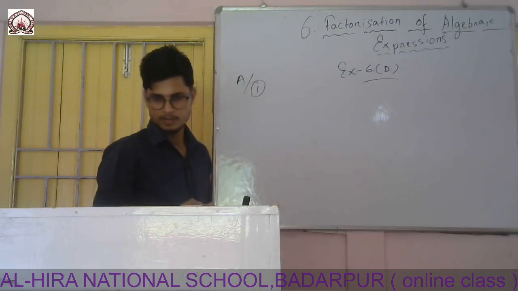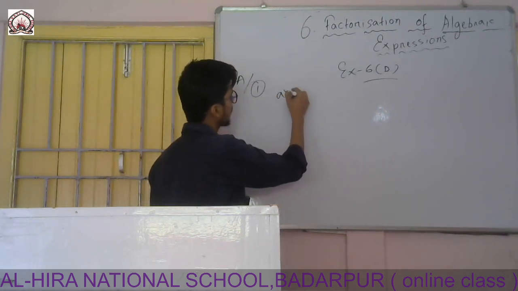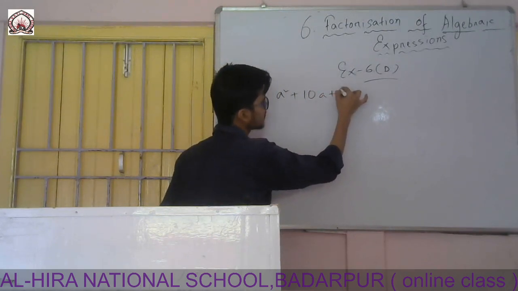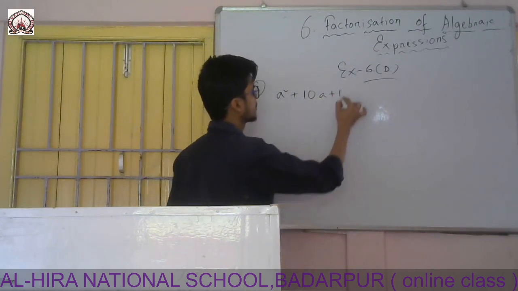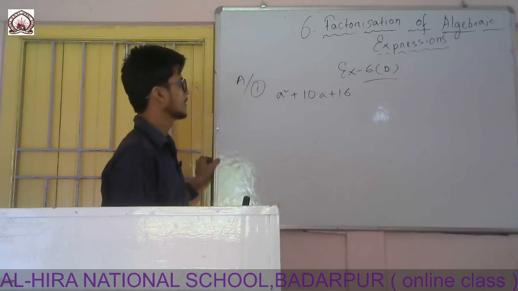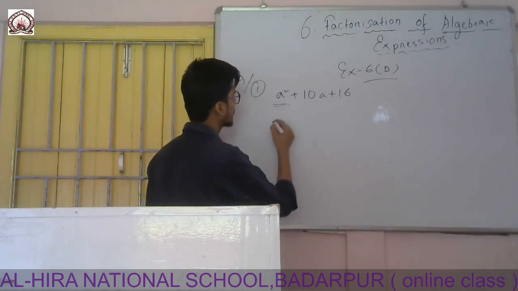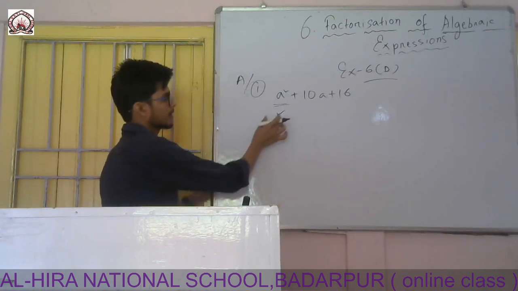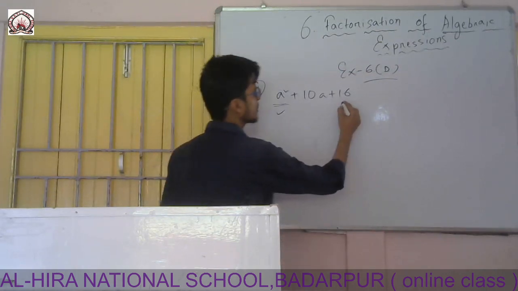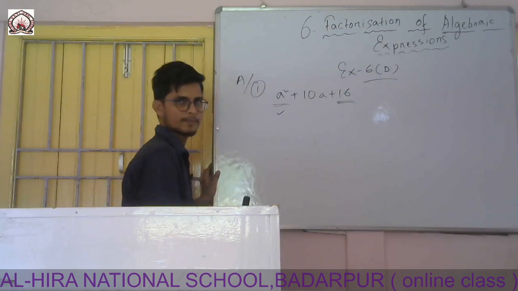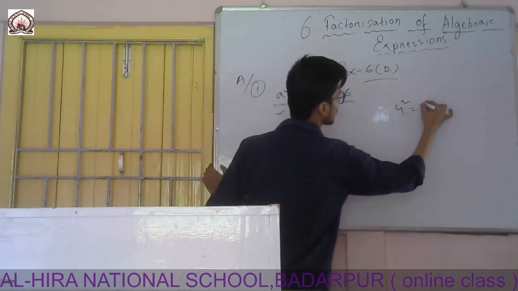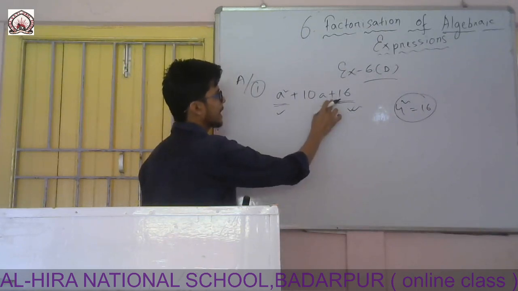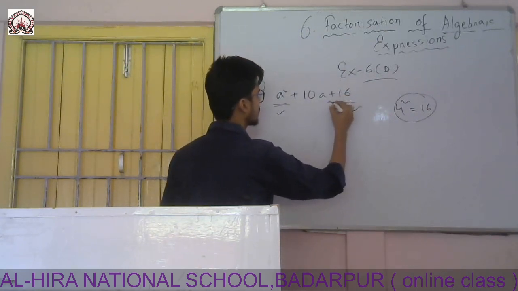Question 1: a square plus 10a plus 16. First of all, I will check whether this is a square term. Yes, a square is a square term, so the first criterion is met. Then I will check the last one whether it is a square term. Yes, 4 square is 16, so this one also matches. Is there a plus sign? Yes, there is a plus sign, so this one also matches.